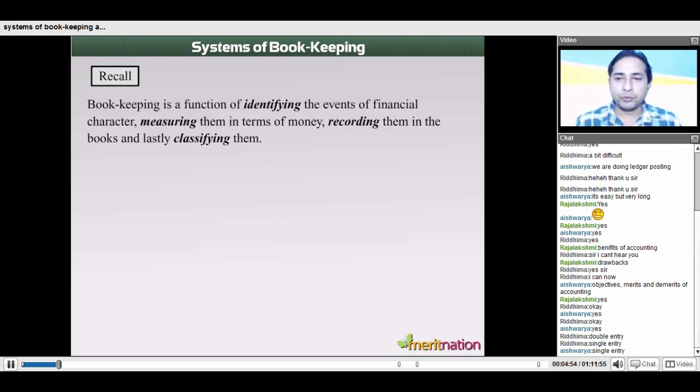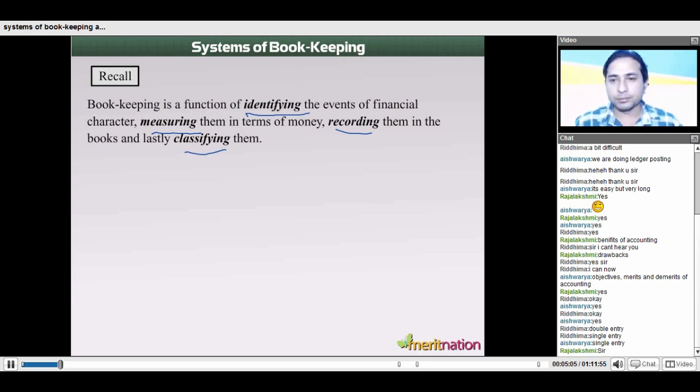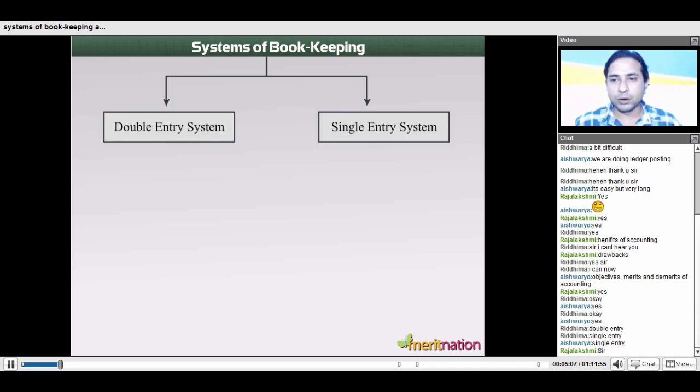So this is what we have here. Let me recall it again. This is what we have learned earlier also: identifying, measuring, recording, and classifying. Fine. So this is basically bookkeeping, and thereafter what we have is the systems.